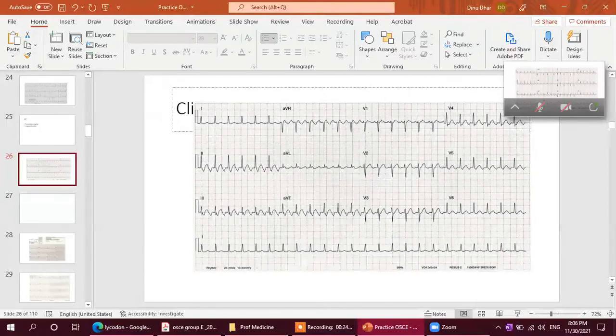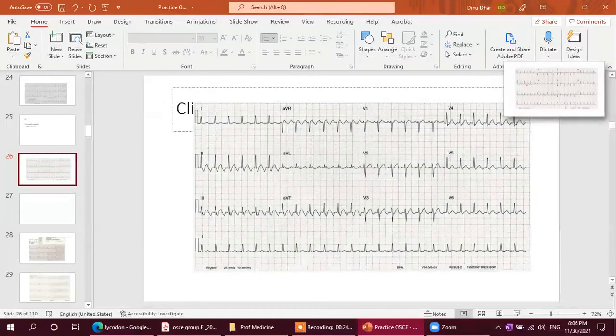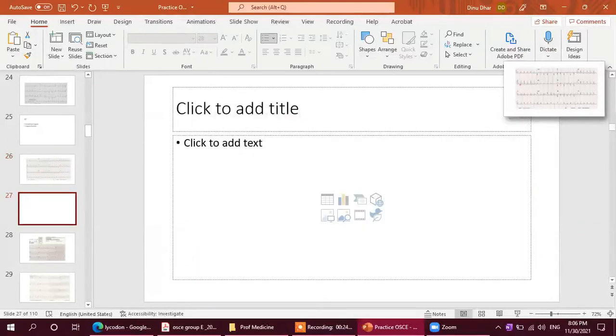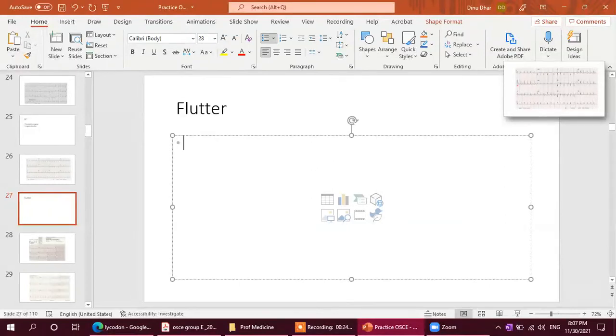Negative P waves. Yeah, negative, but if you look carefully, you can see a sawtooth P wave in 2, 3 and AVF. It's like the edge of a saw. So this is actually atrial flutter. And remember, these atrial flutter waves are best seen in these leads usually, the inferior leads. So this is atrial flutter, flutter waves.